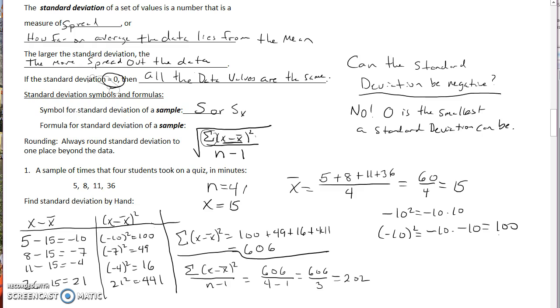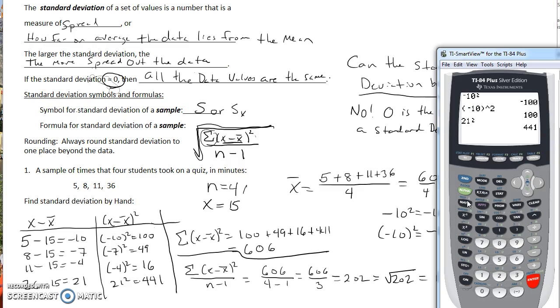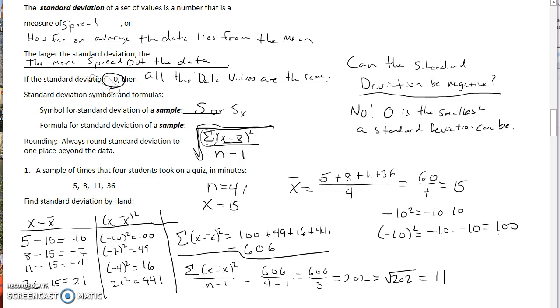You might think I'm done, but you see that this whole big thing has a square root around it, right? So the last thing I'm going to do is the square root of 202. To do a square root, you can see it's right above the square key right here, so I hit second and then the square root, and then we do 202. And that gives me 14.21. So the standard deviation of this data set is 14.21. That takes a while.